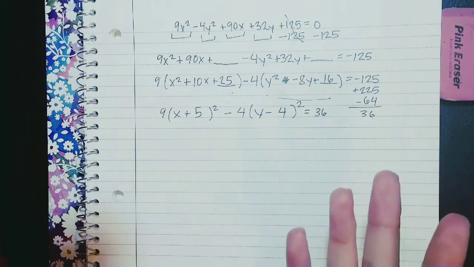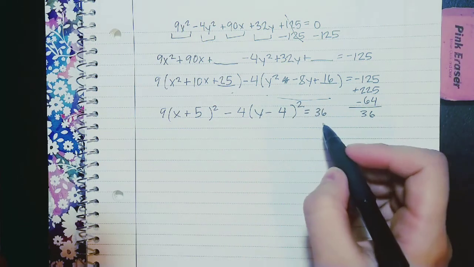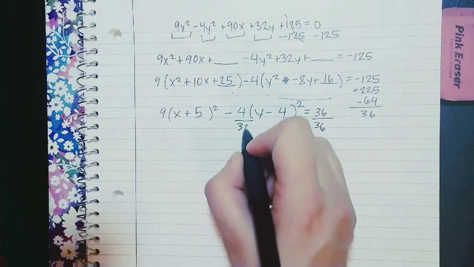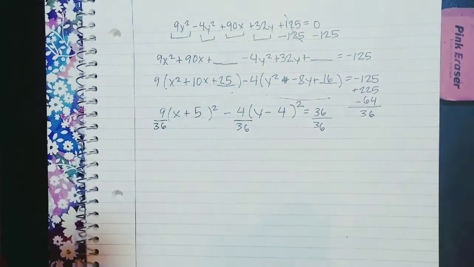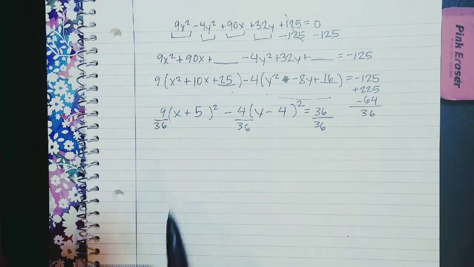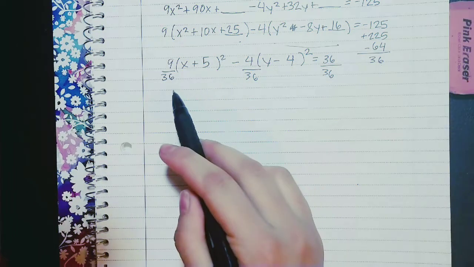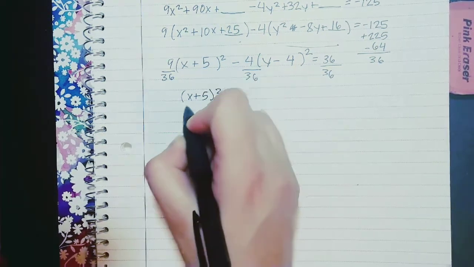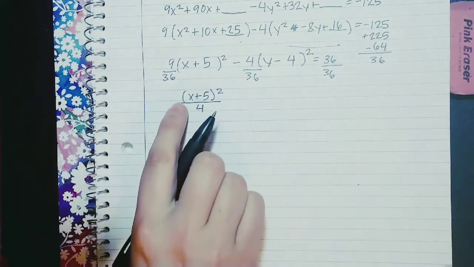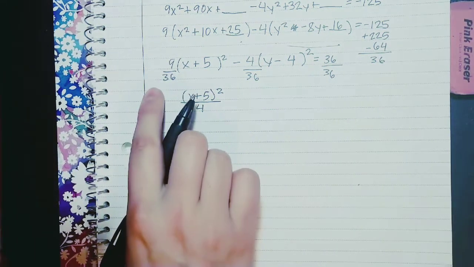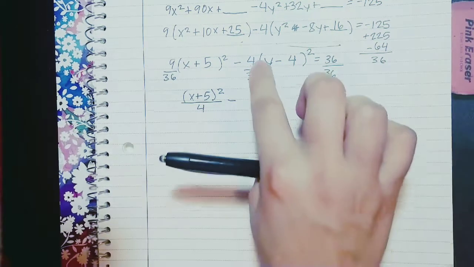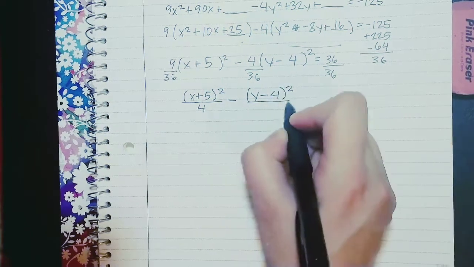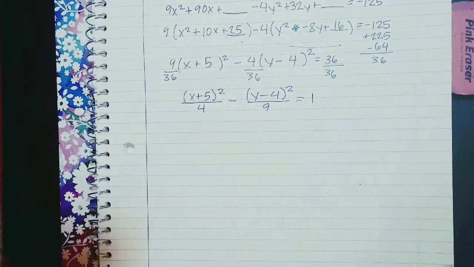And we want our answer to equal 1. So we're going to divide 36 by 36 so that it comes out to 1. And we have to do this to all of the numbers. And these are fractions that can be reduced down. 9 over 36 can be reduced down to 1/4. So we'll write it as x plus 5 squared over 4, because there's an imaginary 1 in front there. We just don't write it. Okay? And 4 over 36 can be reduced down to 1/9. So again, there's the imaginary 1, and we got our 9. And that is the final answer.